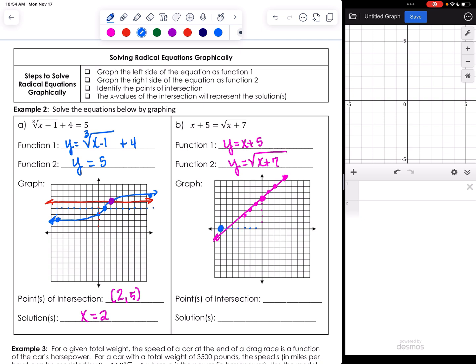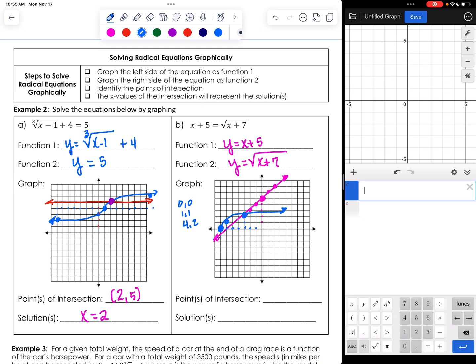Okay. Now the square root parent function has points at (0, 0), (1, 1), and (4, 2). So let me plot those. So from this shifted point, I go up 1 over 1. There's my first point. And then 1, 2, 1, 2, 3, 4, 1, 2. So it looks something like that. Okay. Now let's graph it on the calculator and show you what it looks like.